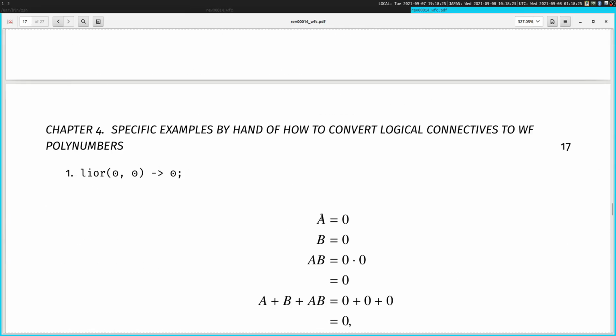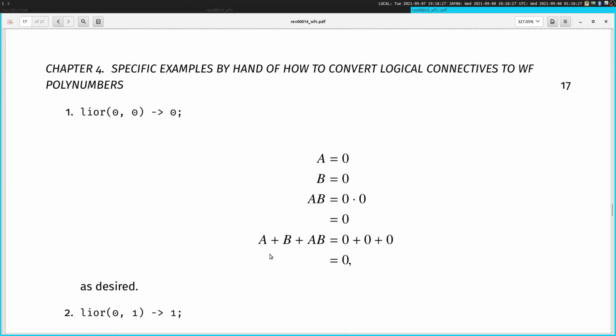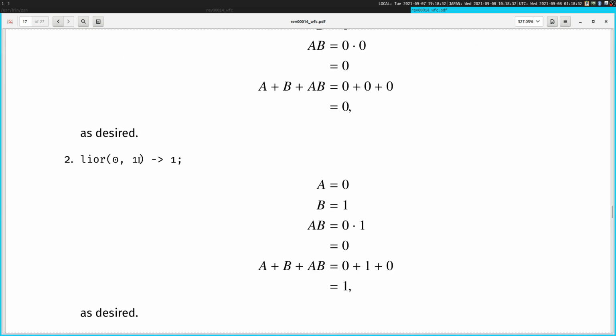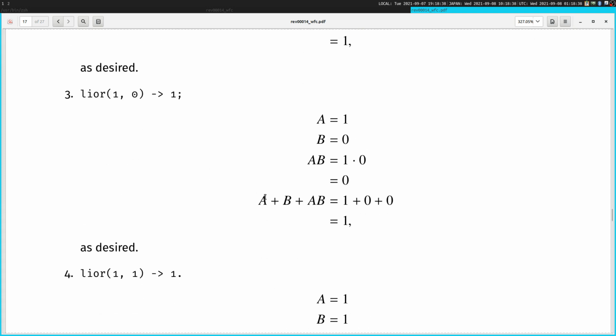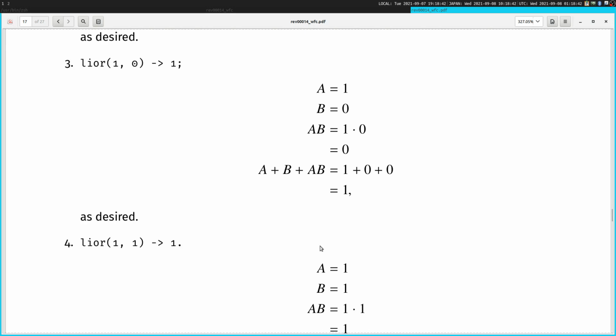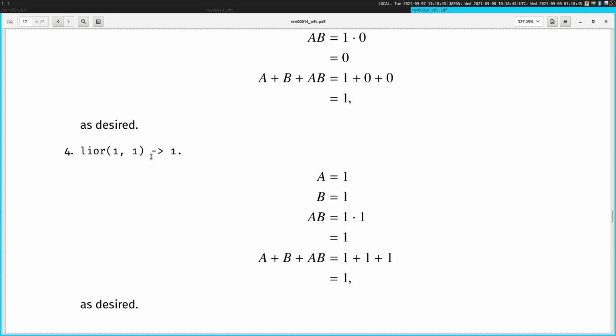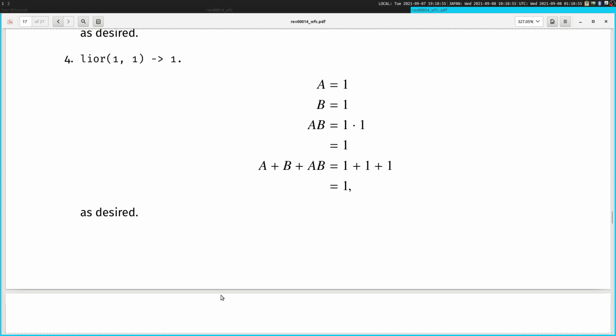0, 0 maps to 0. Well, A is equal to 0, B is equal to 0, so 0 plus 0 plus 0 times 0 is 0. Okay, 0, 1: 0 plus 1 plus 0 times 1 is 1. 1 and 0: 1 plus 0 plus 1 times 0 is 1. And then this one is where you get the canceling. You get 1 plus 1 plus 1 times 1, which is 1, because it's 3, which is 1 in 2-hour clock arithmetic.